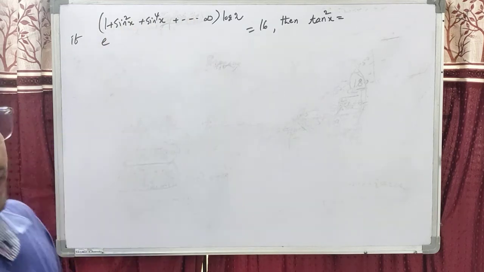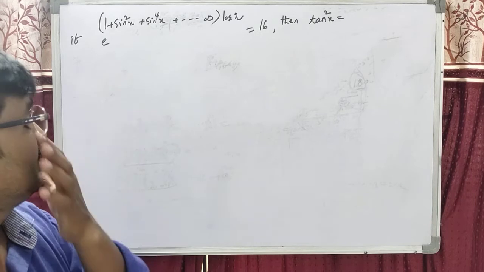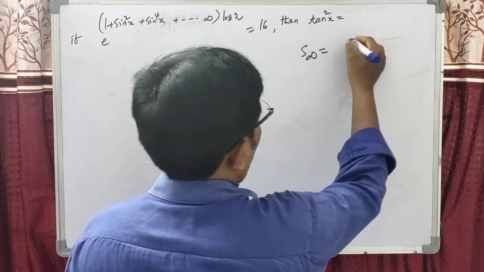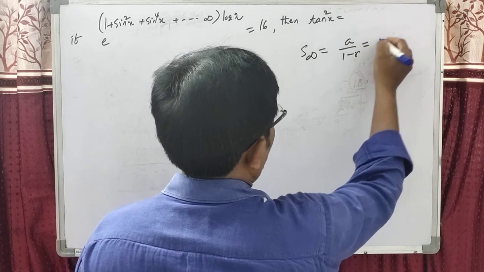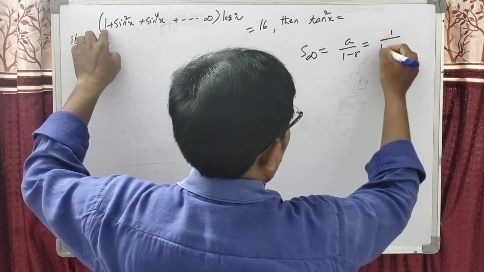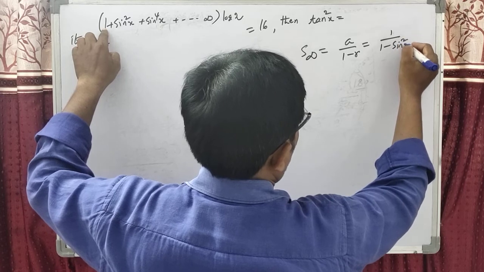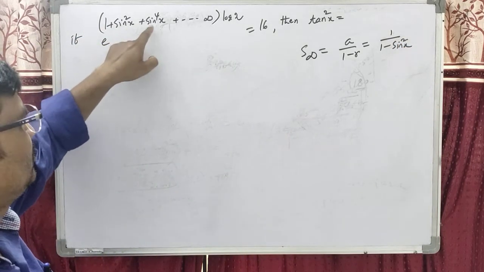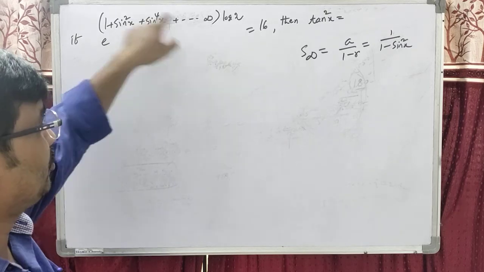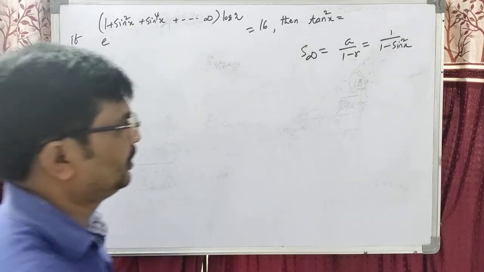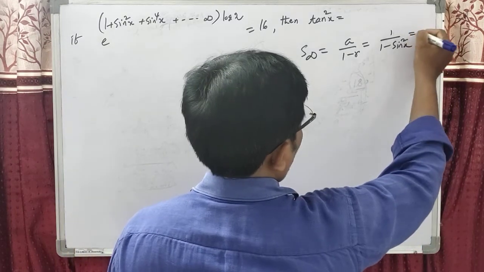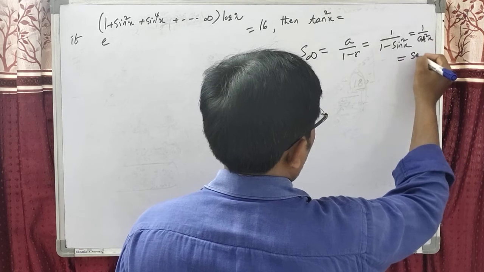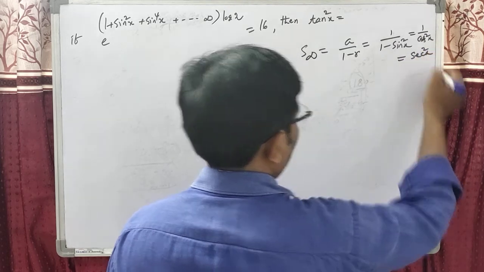Here we can observe, students, this is an infinite GP. We have to know that the sum of an infinite GP is a by 1 minus r. A is 1, students. R is sine square of x. Yes or no, students? 1 into sine square x, sine square x into sine square x gives sine power 4, sine power 4 into sine square x gives sine power 6. Dear students, this is 1 by cos square of x. We can write the reciprocal of cos as secant, so secant square x.